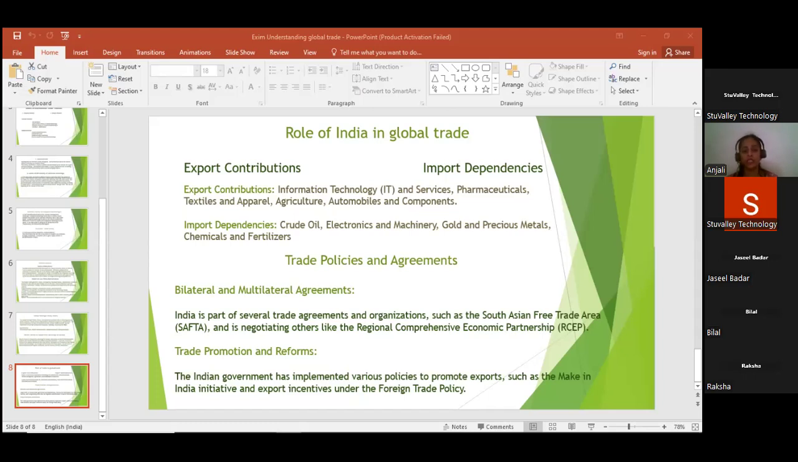And also recently they have entered into free trade agreements, as I explained to you all in the first session which I took. That was the FTAs, the free trade agreements. So this is the policy and agreement which India entered into for the betterment of the future of India. They signed these types of agreements.